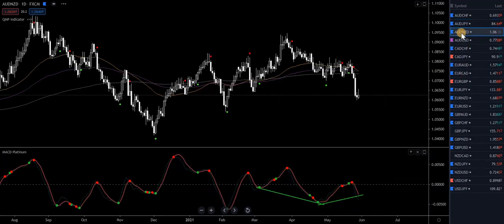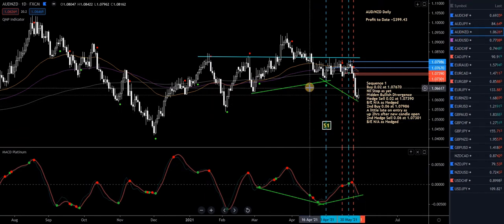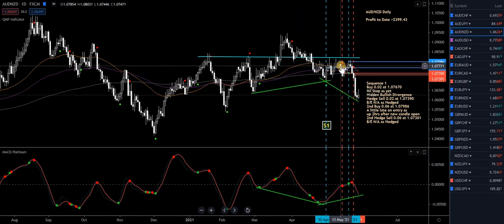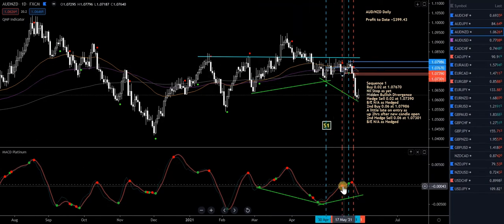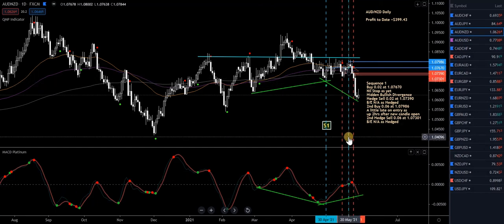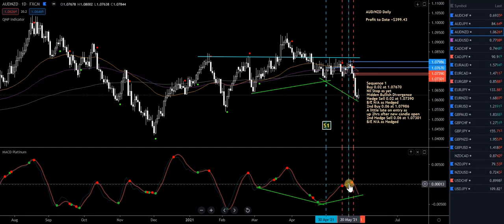Aussie New Zealand. We're in a sequence here based on hidden bullish divergence. So sequence 1, hidden bullish divergence here. Went up, MACD platinum went close to zero level, got the sell signal, hedge sell, then got a second buy in here, which wasn't really good. It was above the zero level. So I took the second buy, didn't go any higher, dropped down.